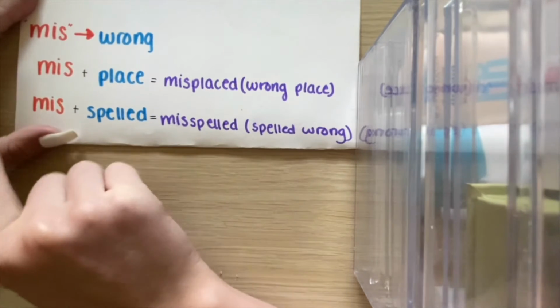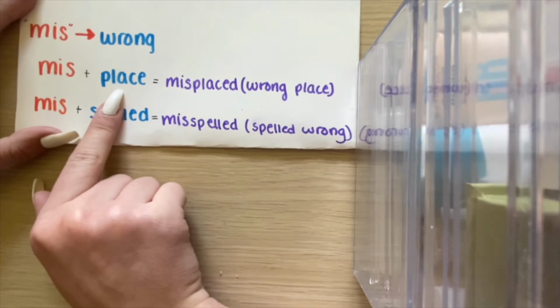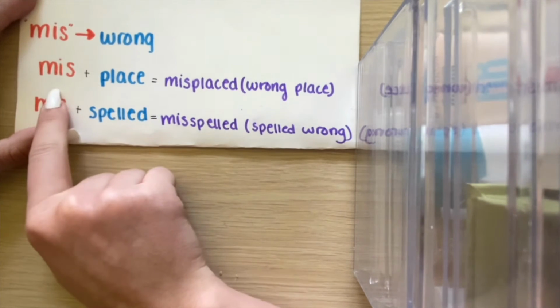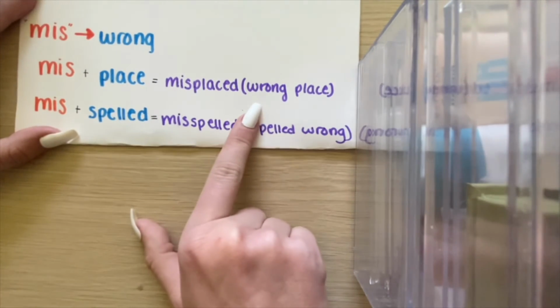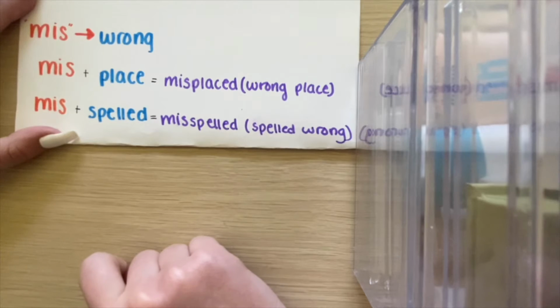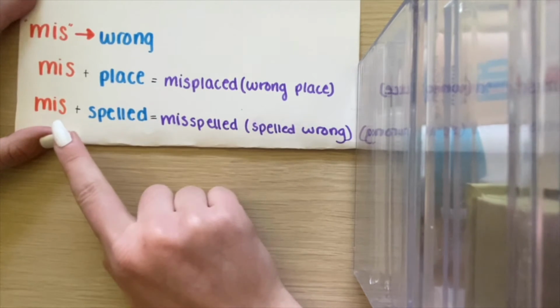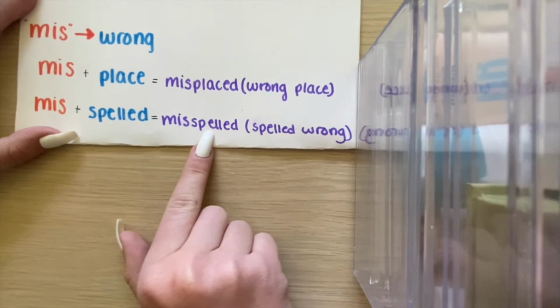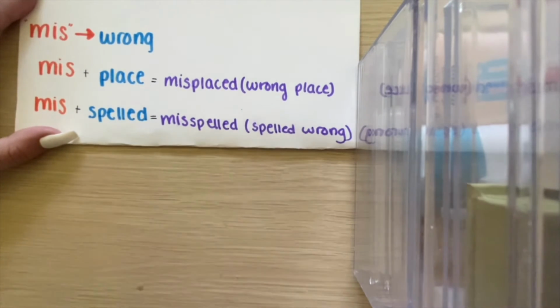Our last prefix is the prefix mis, which means wrong. If we have the word place, for example, and we add mis to the front of it, our new word would be misplaced, which means that we put something in the wrong place. Another example would be if we had the word spelled and added the prefix mis to it. Our new word would be misspelled. Therefore, it would be spelled wrong, meaning we spelled a word wrong.